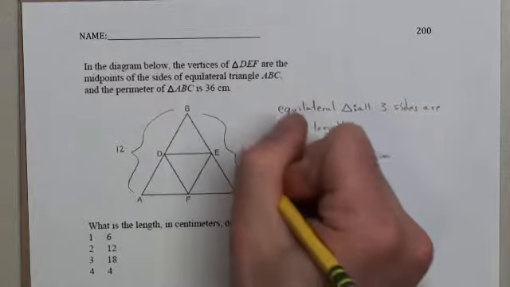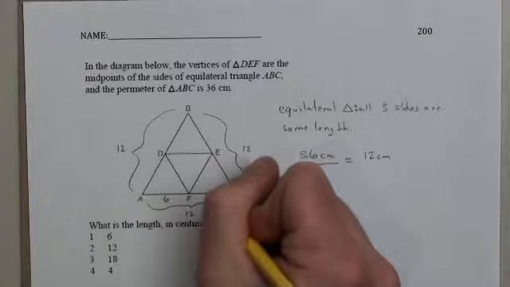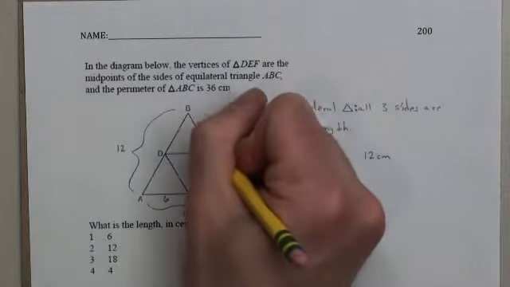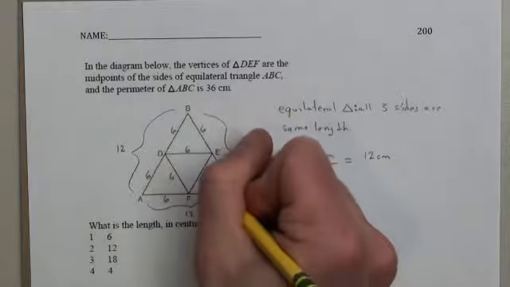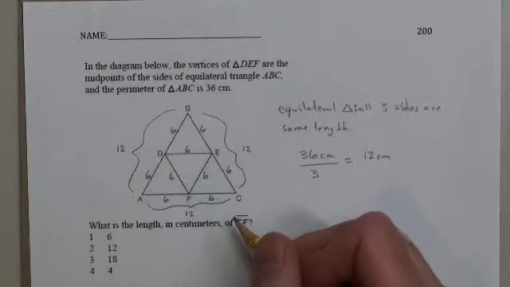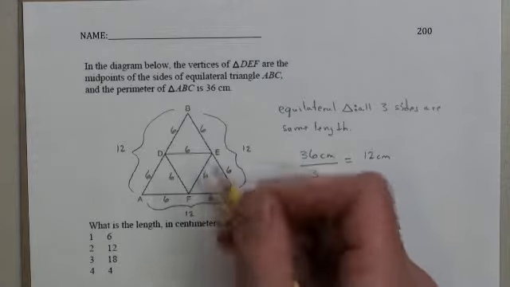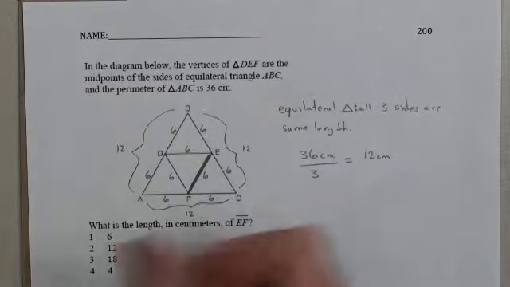12, 12, and 12. So this is 6, 6, 6, 6, 6, 6, 6, 6, and 6. Okay? That's a lot of 6's. So what is the length in centimeters of segment EF? Well, here's segment EF. Right? And it's 6. Okay, this is the last problem.